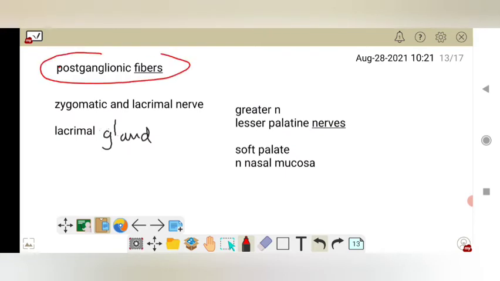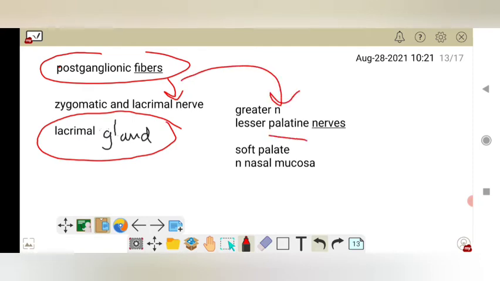Then postganglionic fibers for the lacrimal gland are carried by the zygomatic and lacrimal nerve, and for the soft palate and the nasal mucosa, the postganglionic fibers are carried by the greater and lesser palatine nerves. This is the course for supply to the lacrimal, soft palate and nasal mucous glands.